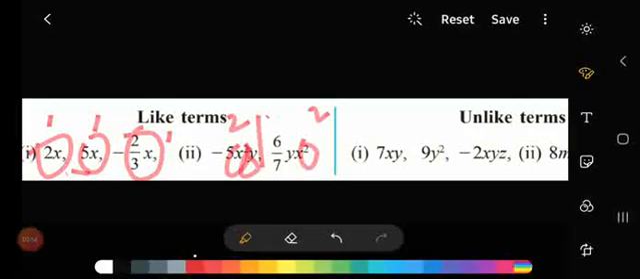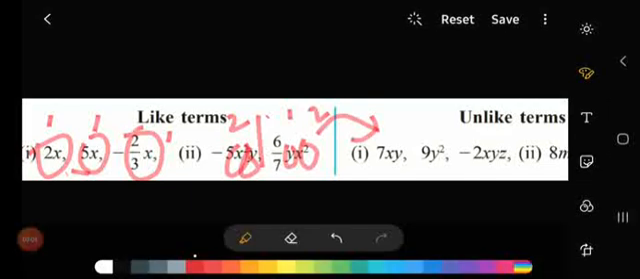Second example, see, the power of x is 2, the power of x is 2. Now the power of y is 1 and here also the power of y is 1. That's why these are also like terms. Opposite to that, unlike terms are not having the same variables, or if the variables are the same, their powers are not the same. Then they are called unlike terms.